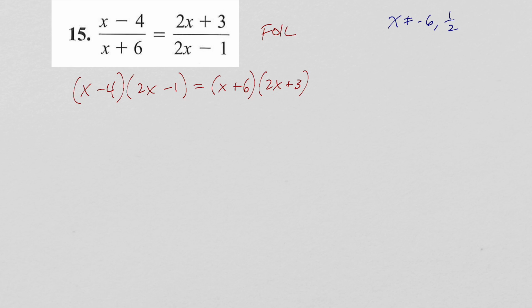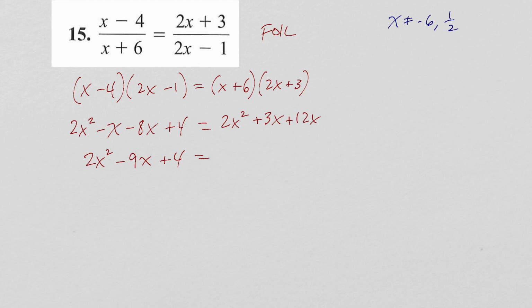On the left, my first is 2x squared. The outer is negative x. The inner is negative 8x. And the last is positive 4. And that's going to combine to that. On the right, I'll FOIL. My first is 2x squared. The outer is a positive 3x. The inner is a positive 12x. And the last is a positive 18. And this will combine to 15x.